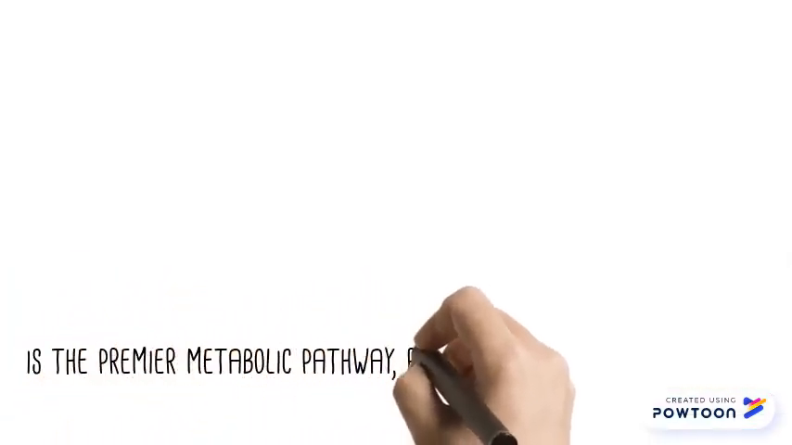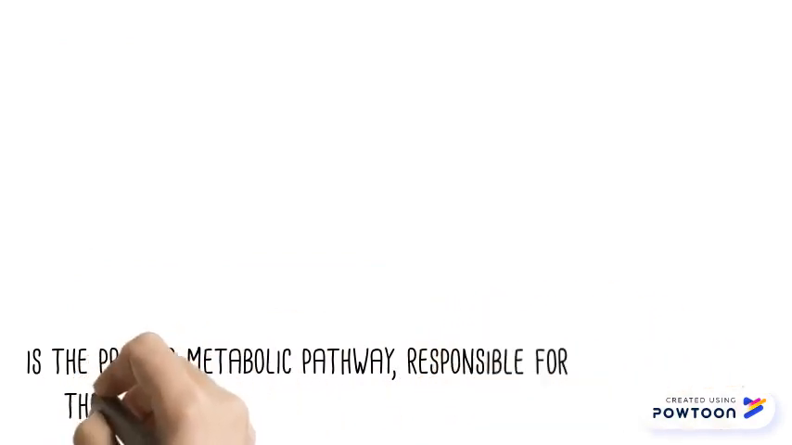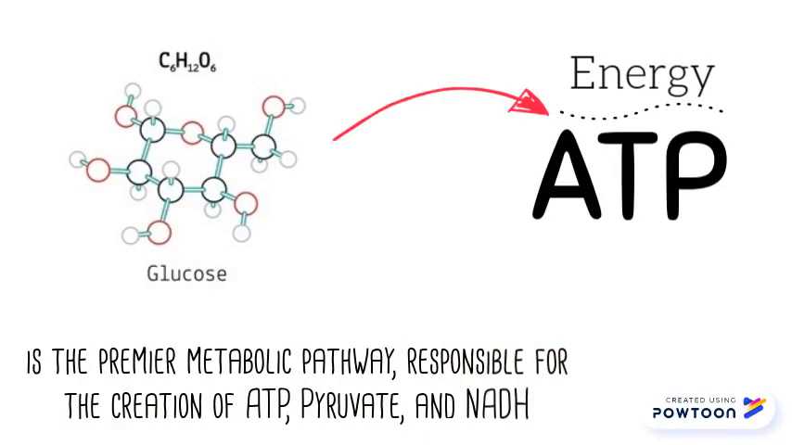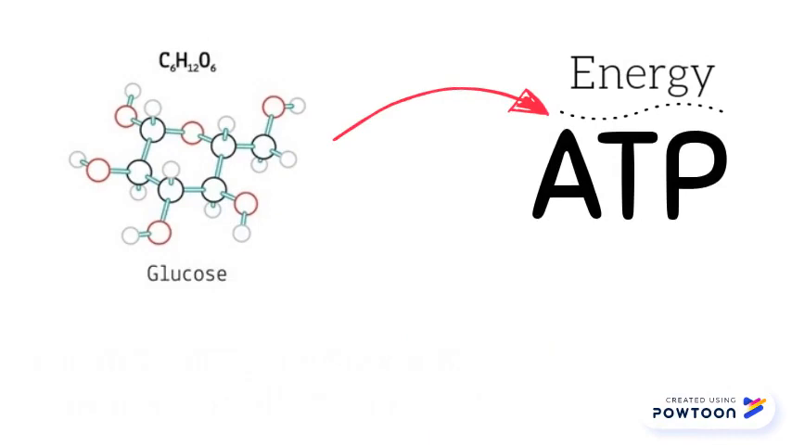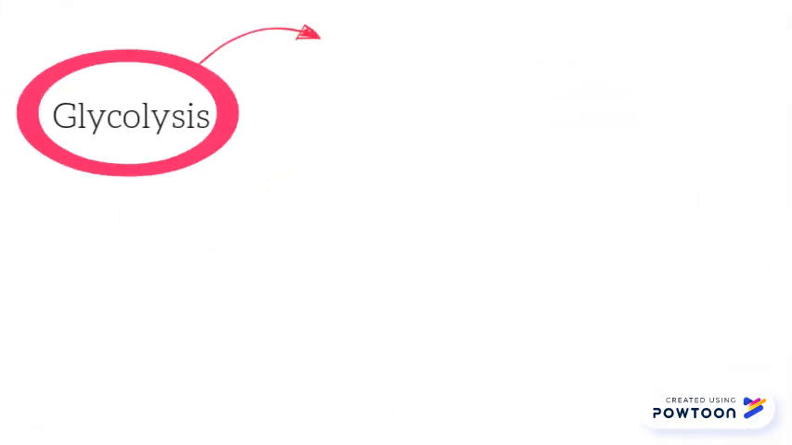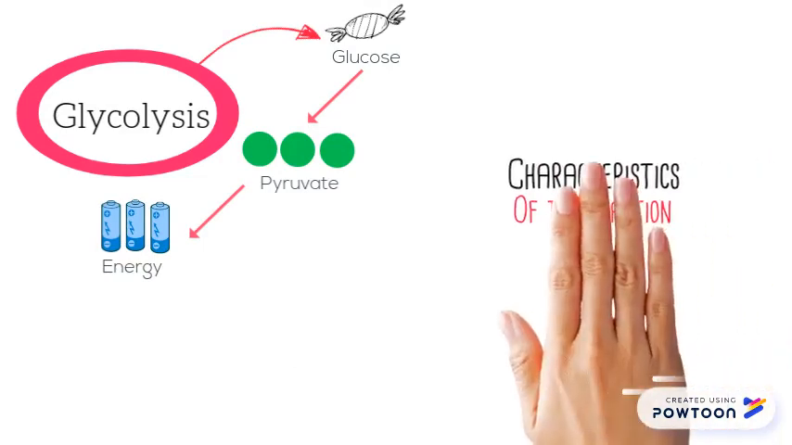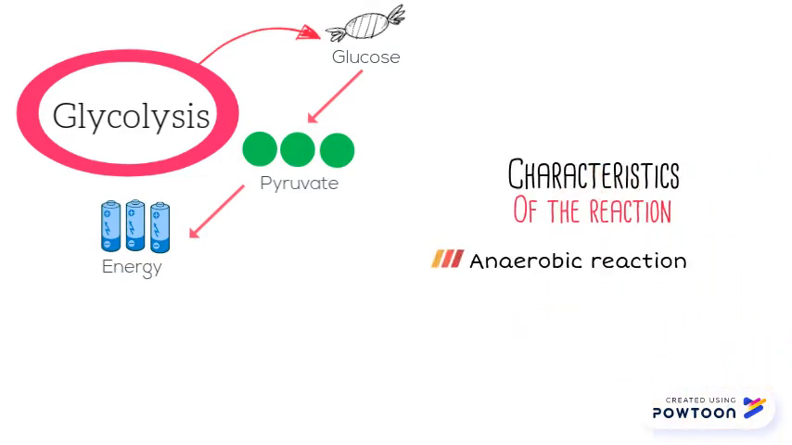First, we have to understand what glycolysis is. It's the premier metabolic pathway responsible for the creation of ATP, pyruvate, and NADH. Also, we have to know some important characteristics. For example, that it is an anaerobic reaction, starts in the cytosol, and we're going to break up the glucose 6-carbon ring into 2 3-carbon molecules.